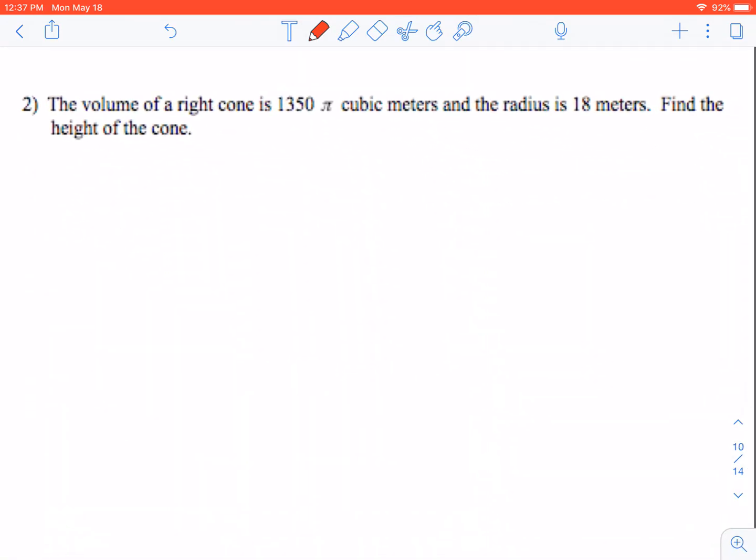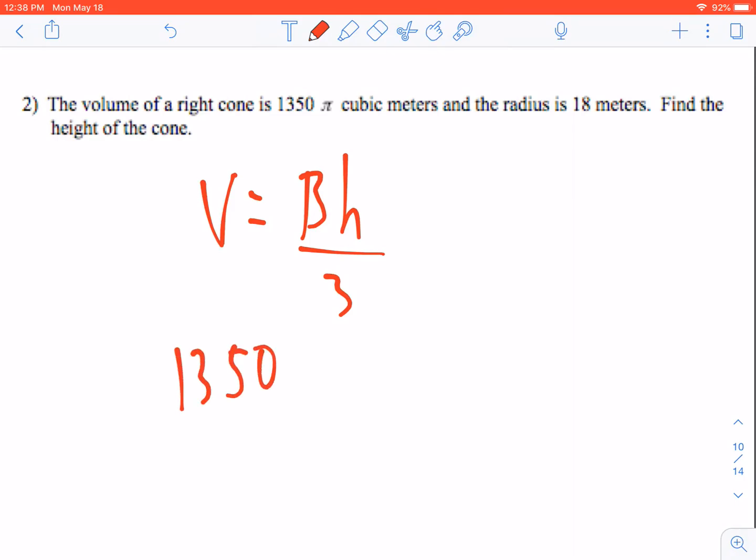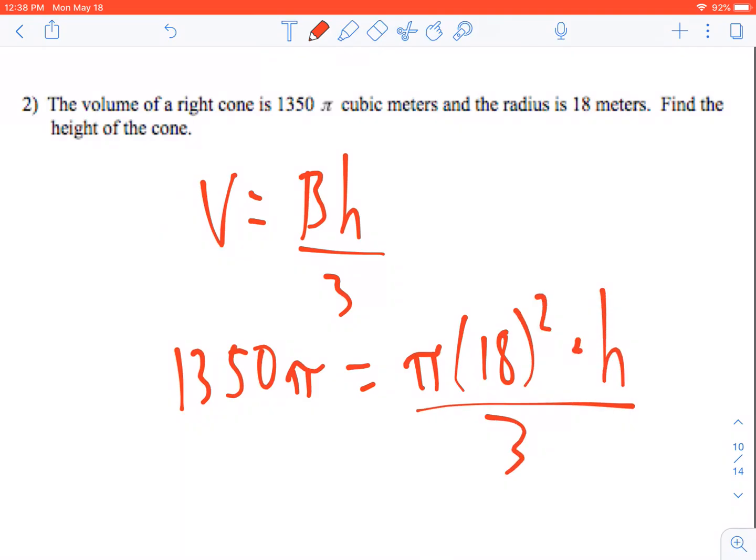In your next example, it says find the volume of a right cone. So volume of a cone is area of the base times the height, divided by 3. It says the volume of that right cone is 1,350 pi. The radius is 18 meters. Find the height of your cone. Alright, area of your base then is pi times radius, which was 18, squared, times your height, divided by 3.